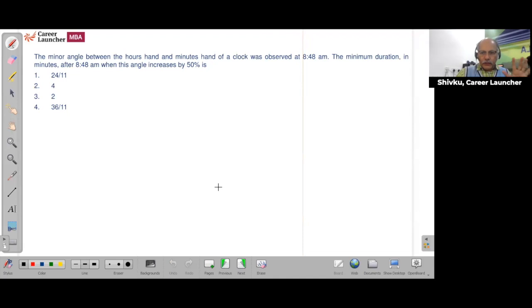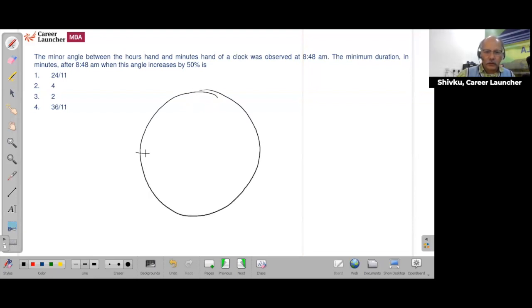This was one of those easiest, I mean, take it on a platter kind of question, right? The minor angle between the hands of a clock. So if you have the hands of the clock, let's say this is at 9, so this is at 8. So at 8:48, your R hand, if it is here, your minute hand is going to be somewhere here.